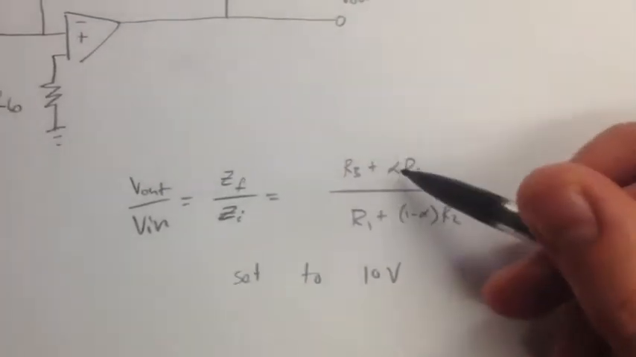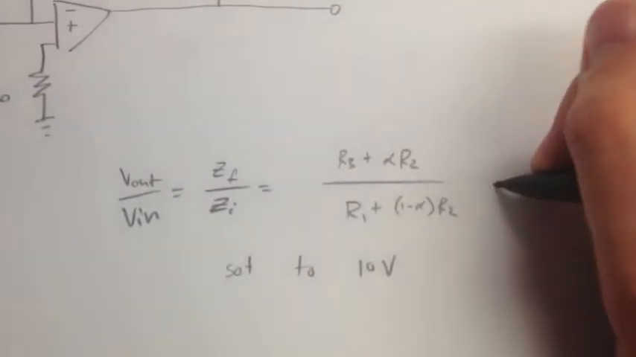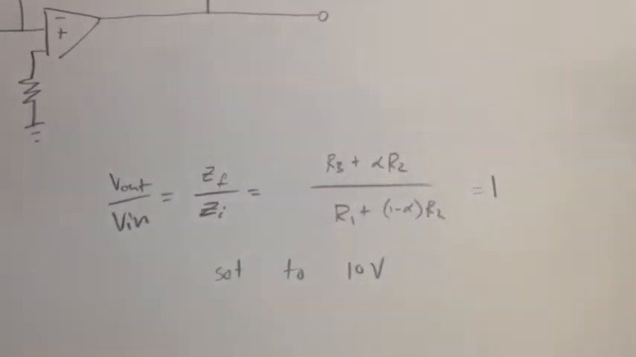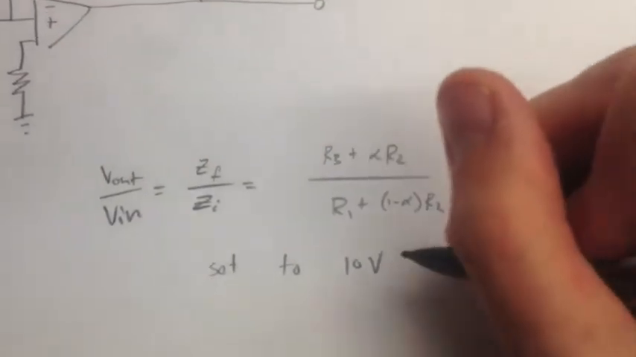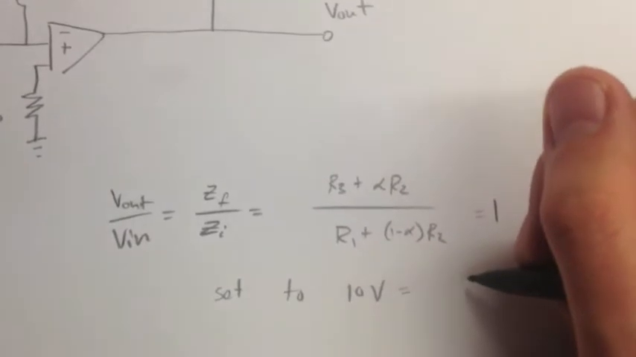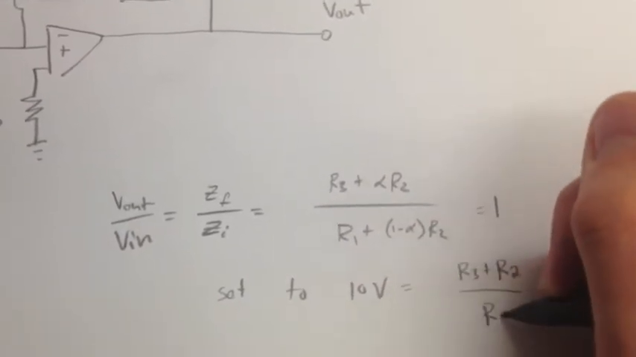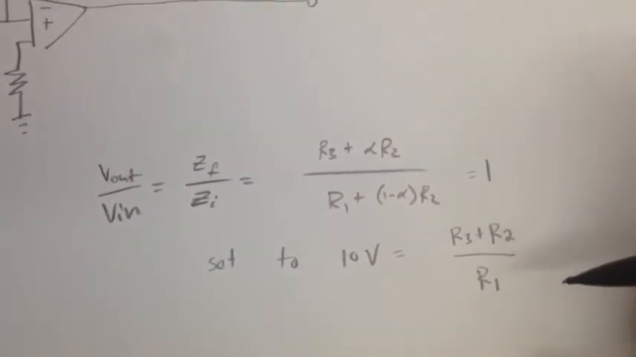Important thing to note is that if you want alpha to be right in the middle and want no increase in V out over Vn, as in you want this to be 1, for instance, then you actually have to have R3 and R1 be equal in order for the top and bottom to be equal. And if we look at another case where maybe we want 10 volts to be our V out over Vn when alpha itself is 1, then we would have R3 plus R2 over R1. And what that tells us is that if we want this to be 10, then R3 plus R2 has to be about 10 times R1.